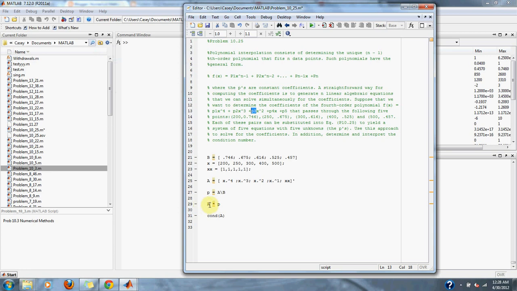And then we check our answer by multiplying our A matrix by p, and then this problem always asks for the condition number, so we do the condition number of our A matrix. So let's run it.